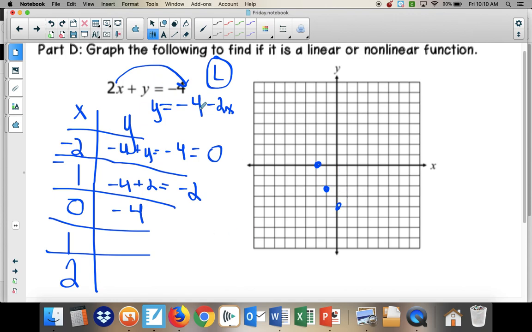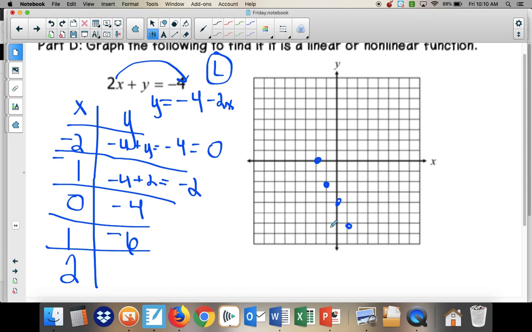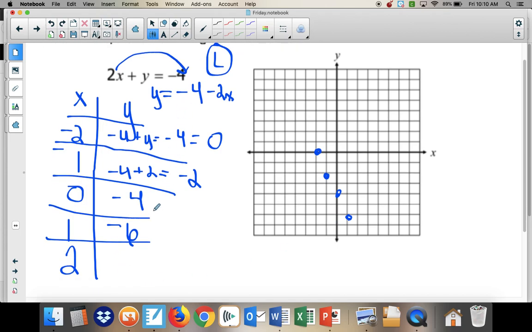So then 1 would be -4 minus 2 is -6. Do you see a pattern of a graph right now? So then this would be -8. Does this, if I actually graphed it right, make a straight line? It does. And the constant rate, if you actually look, is right here, is -2. So it is a linear graph.